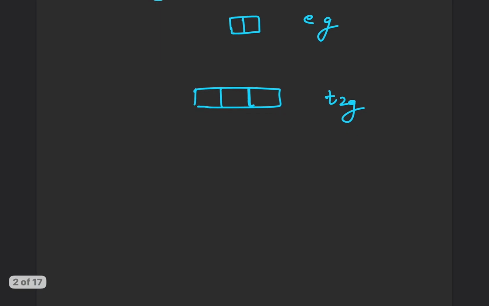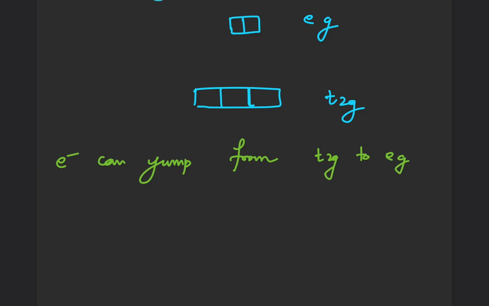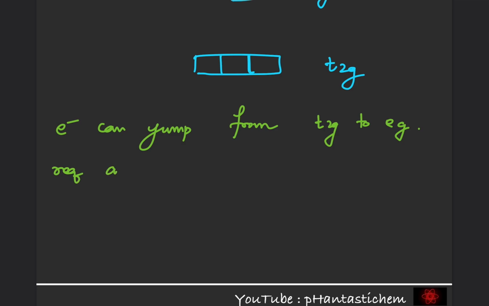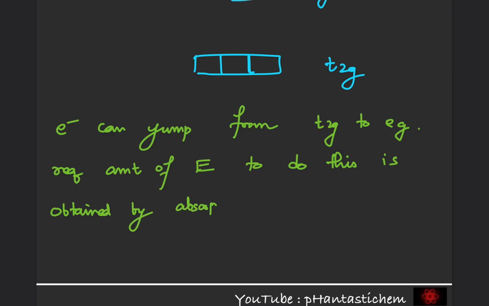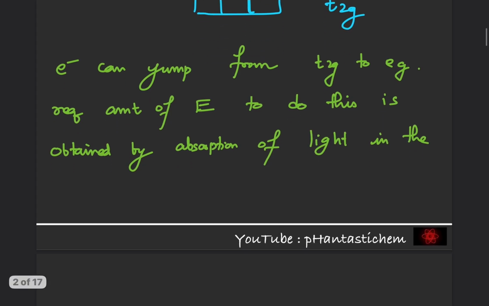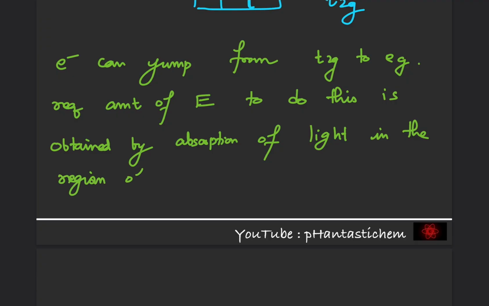I will write this down: electrons can jump from T2g to Eg, and the required amount of energy to do this is obtained by absorption of light in the region of visible light. So therefore, this is the reason why the compounds of transition metal ions are colored.